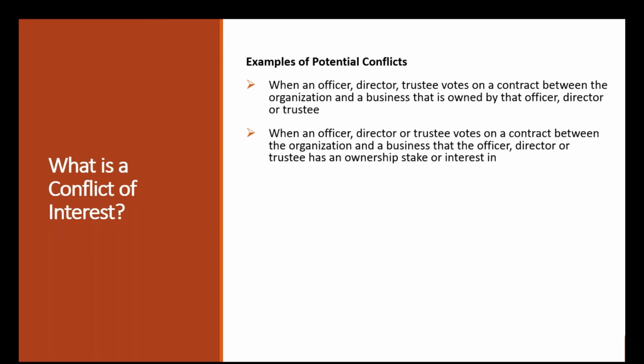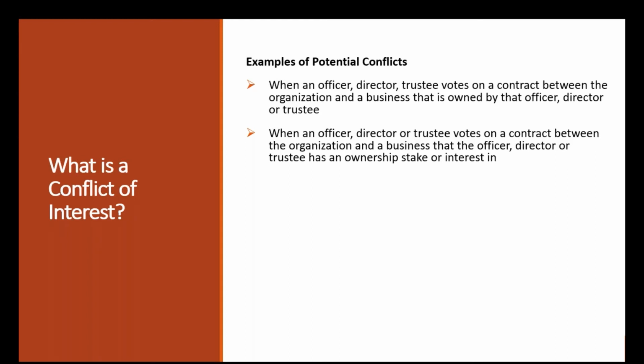Another example is when an officer, director, or trustee votes on a contract between the nonprofit and a business that I have an ownership stake or other interest in. So a little bit more abstracted. I don't own the business maybe, but I have some sort of stake in it. Maybe I have stock in the business. Maybe I'm an employee or manager of that business. So even if I'm not the owner, if I have some sort of ownership stake or interest in that entity, that presents a conflict of interest.